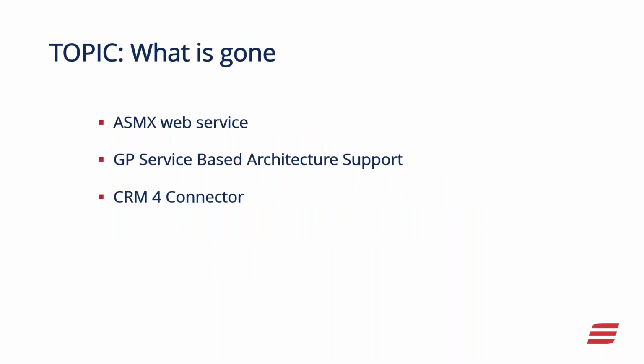What is gone? As of right now, the ASMX web service is gone, the GP service-based architecture is gone, and the CRM4 connector. All of these are things that we have been phasing people off of if they were using it. If for some reason you use these things, make sure you've transitioned to the newer options before upgrading. I don't think we ended up having that many people using GP SBA or the CRM4 connector, but if you or your customer are using that, make sure you get them migrated to eConnect or a newer version of CRM before they attempt to do an upgrade when that becomes available.